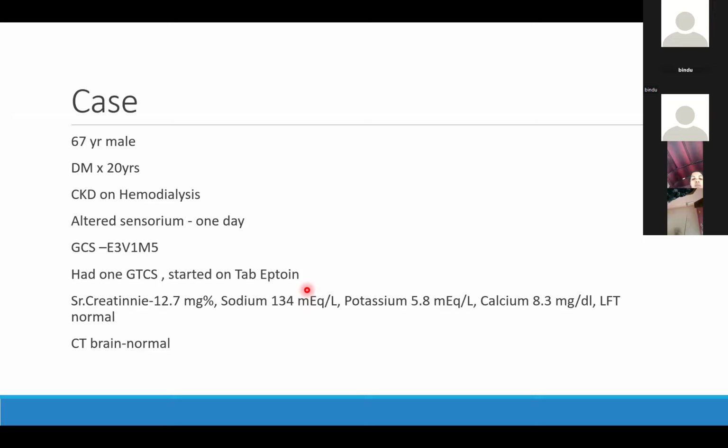And this is a case of a 67-year-old male who is diabetic for 20 years and CKD on hemodialysis with altered sensorium for 1 day. His GCS was E3V1M5. Upon admission, he had 1 GTCS and was started on tablet phenytoin. His serum creatinine level was 12.7, sodium 134, potassium 5.8. And on imaging, the CT brain was normal.